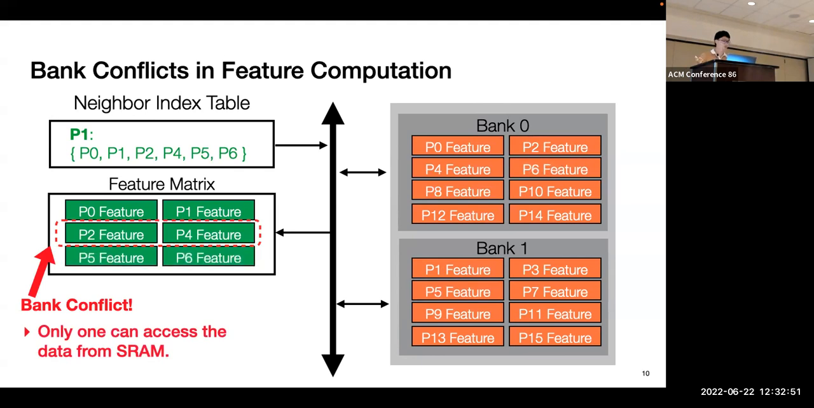In the third round of access, because P5 and P6 are in different banks, we get them in one cycle. And it's worth mentioning that the label information is dynamically computed. It's hard to optimize the data layout in SRAM in order to avoid bank conflicts in this case.